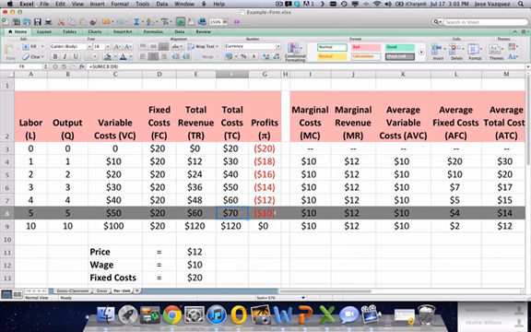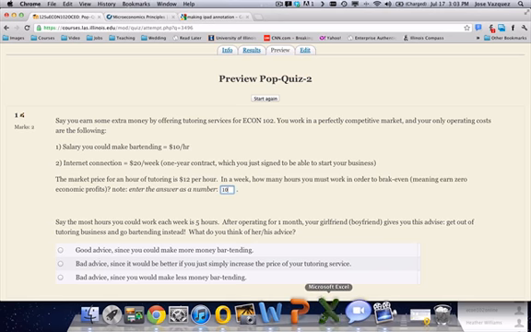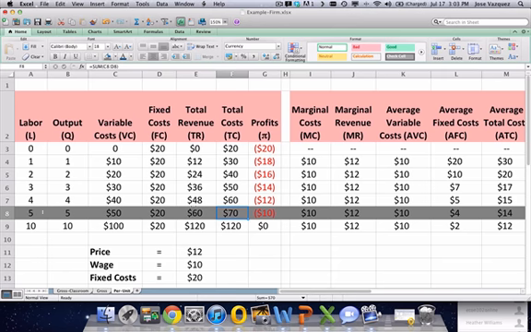Now you have 3 choices here. One is as a good advice, since you can make more money bartending. Now let's see if that's true. If you decide to bartend instead, how much money will you lose? Well, you still have to pay the $20, right? And then you will make $50 in total revenue, since you make $10 for every hour you work bartending.